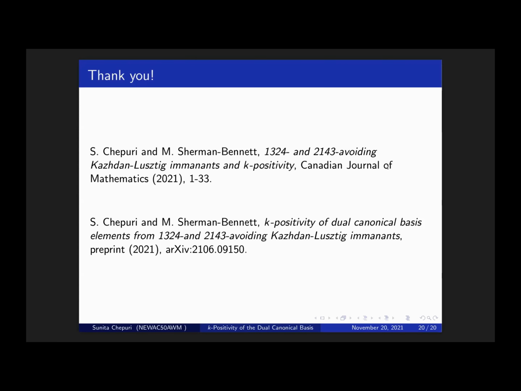Here is our first paper, where we dealt with the case where we didn't do any of the repeating rows and columns stuff. And then here's the follow-up that includes the results that I showed you today. Thank you.